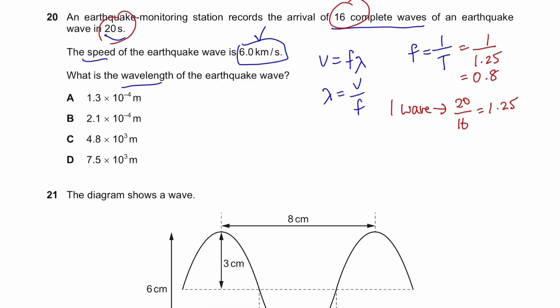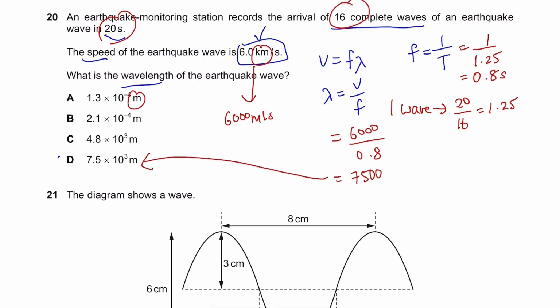Now we have all the values, but be careful. Our answers are all in meters, but the speed is given in kilometers. So we have to change that. Just multiply by 1,000. So this will be 6,000 meters per second. And finally, we can substitute our values. Wavelength equals 6,000 divided by 0.8, which is 7,500. And that is over here, option D.